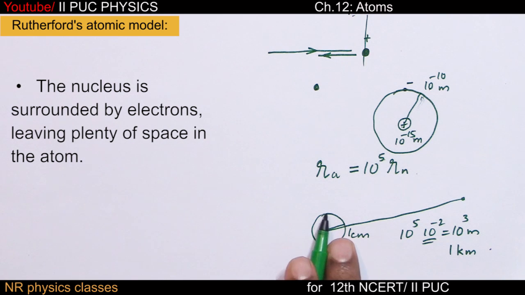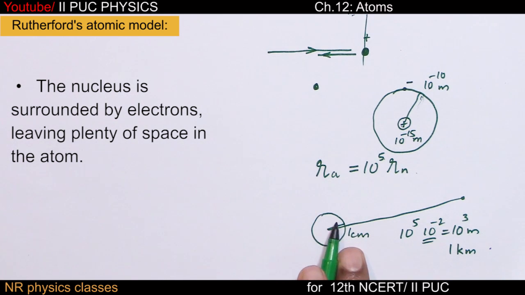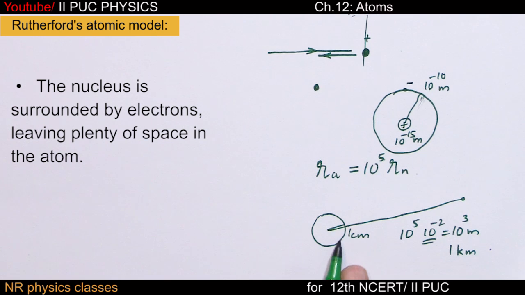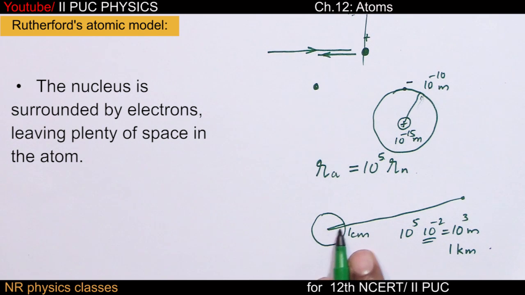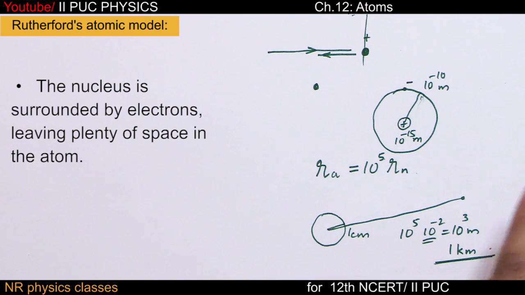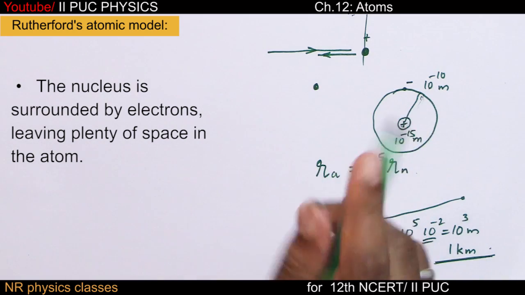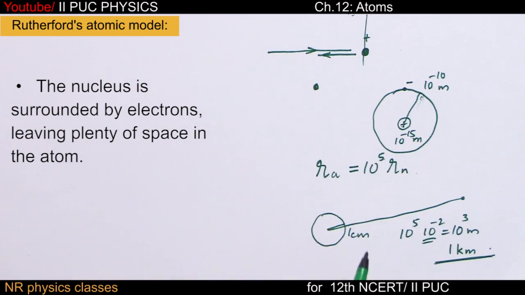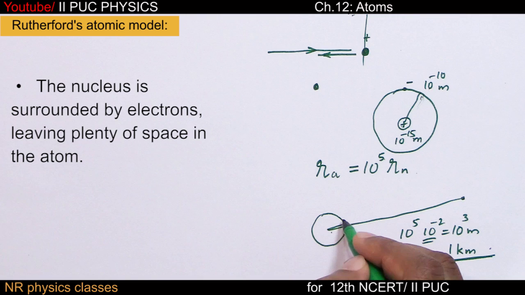Meaning, if I use this to represent a nucleus, then the first electron should be drawn at a distance of 1 kilometer. Just imagine, I should take my vehicle and travel a distance of 1 kilometer, and from there I have to show the first electron. So what is there between the electron and the nucleus? Nothing. That nothing is empty space.